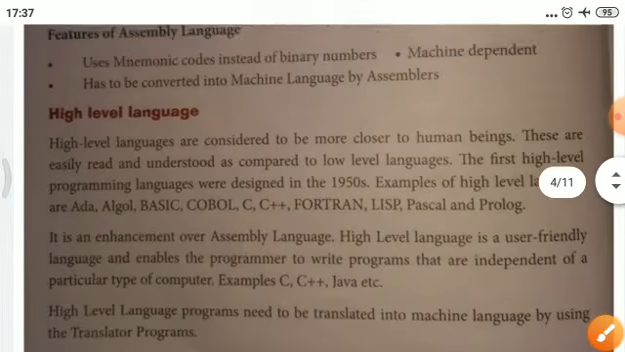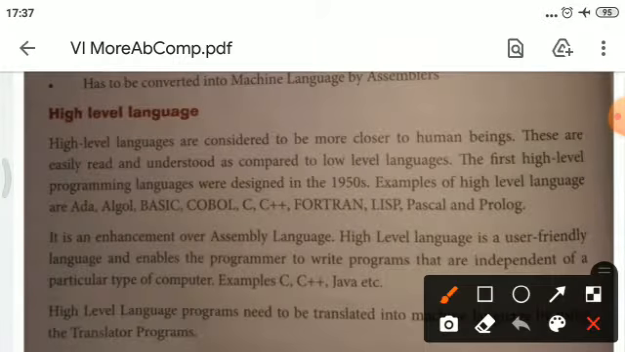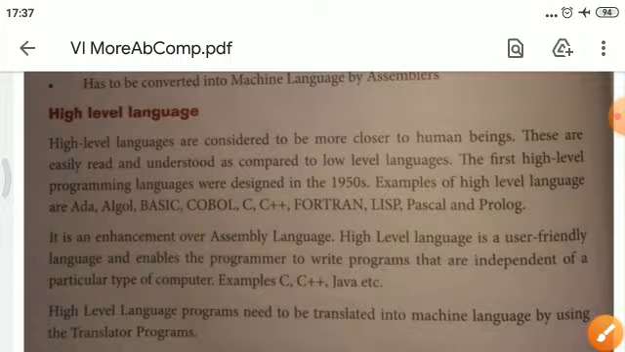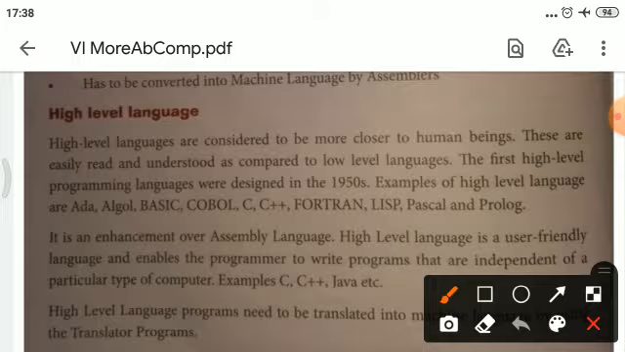And next, students, high level language. High level languages are considered to be closer to human beings, and they are easily read and understood as compared to low level language. Yes, students, high level languages are very easy to read and understand in comparison to low level language. And the first high level programming languages were designed in 1950.